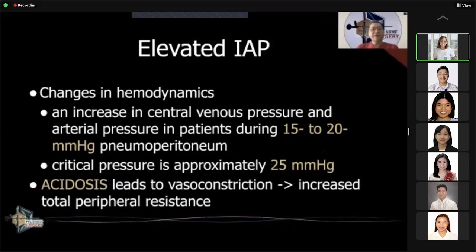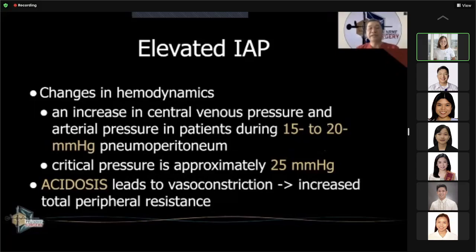So the pressure that we use is around 10 to 15 millimeters mercury. If the pressure goes beyond 25 millimeters mercury, you have a great circulatory problem. The problem will be a tremendous decrease in the venous return, and the patient may actually die of cardiac arrest because of inadequate circulating volume. Acidosis would also give you a problem in patients with diabetes because it will aggravate the problem of diabetes mellitus, especially in the kidneys.